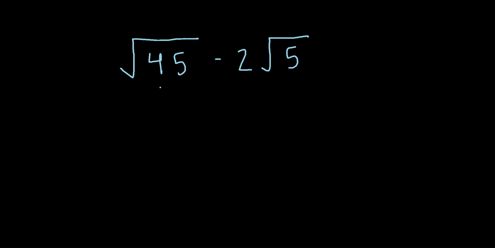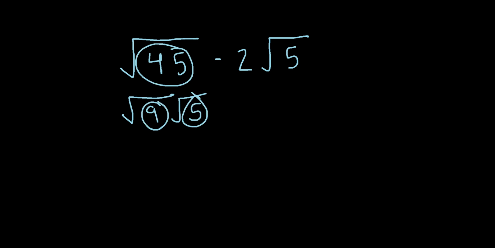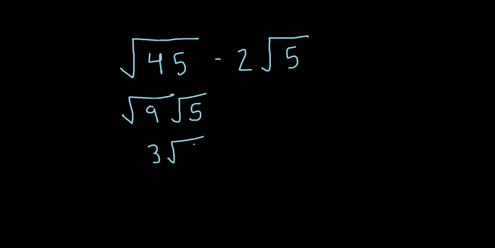All right, let's try this example. We have the square root of 45 minus 2 times the square root of 5. So again, these values right under the square roots are not the same. So let's see if we can factor one of them. So 45 we could write as the square root of 9 times the square root of 5, since 9 times 5 is equal to 45. So we'll notice the square root of 9 is just 3. So this can be rewritten as 3 times the square root of 5.